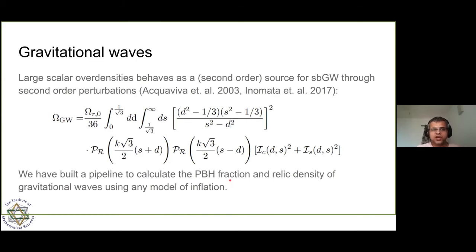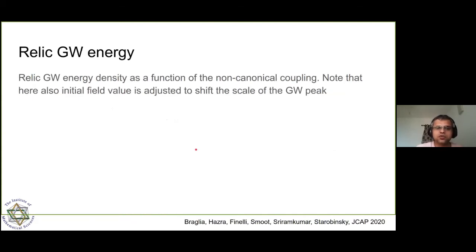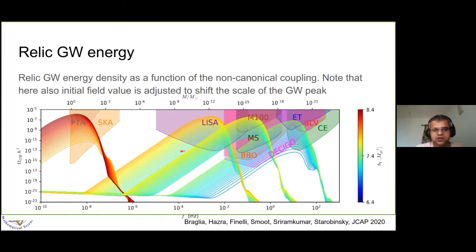Again, the primordial gravitational waves. These are the stochastic background gravitational waves that are sourced at second order by the large scalar overdensities. Here the second order terms come in, P_R and P_R, as you can see. And these are the two integrals that you need to solve. We solve this completely numerically, and we find that they have large gravitational wave signatures, which fall above the threshold of the upcoming observations.